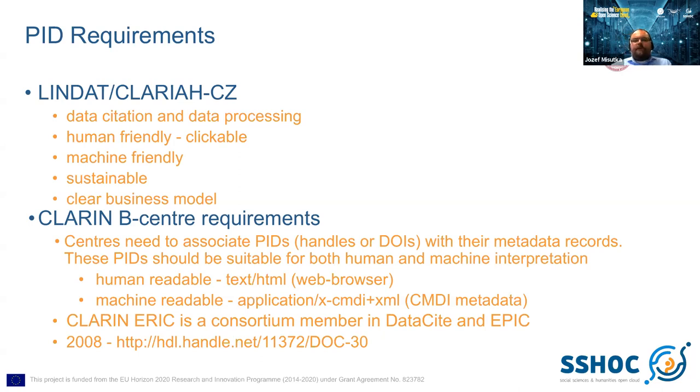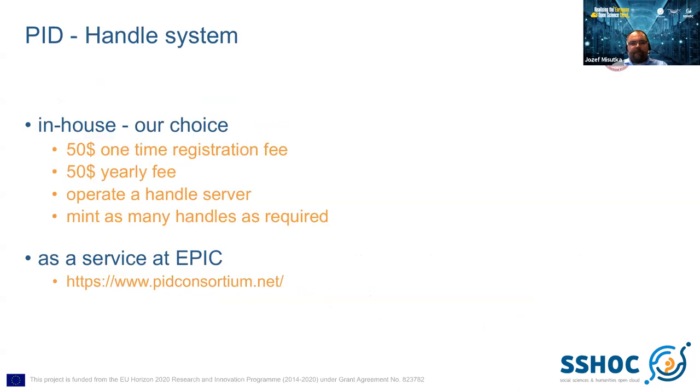For those interested, I also added a link to a document from 2008 that compares different PID systems in greater depth. So in 2010, this is where we made the decision. It was 10 years ago, and we chose the handle system as our PID system. A few technical notes. The costs for acquiring a prefix and running an in-house handle server are a one-time 50 and a yearly 50 fee plus the hosting costs, but you can mint as many handles as required.